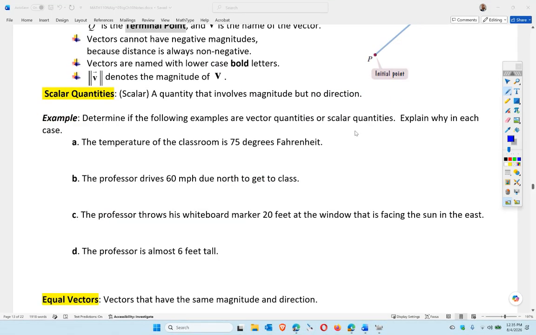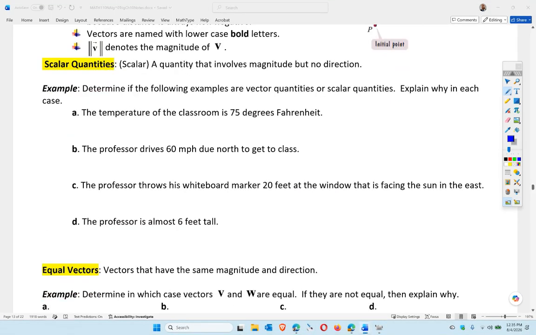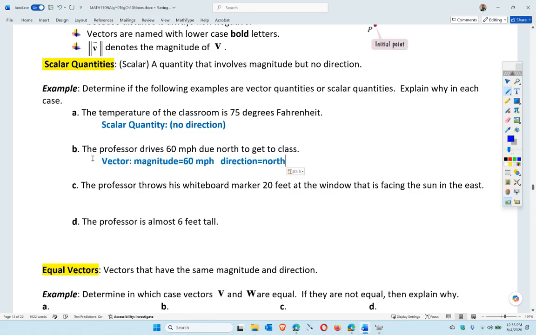For example, if the classroom is 75 degrees Fahrenheit, that has a scale, but there's no direction to that, so that is a scalar quantity. If you drive 60 miles per hour due north, that is a vector that you can draw, because it has a magnitude of the miles per hour and a direction of due north. So that's actually a vector.